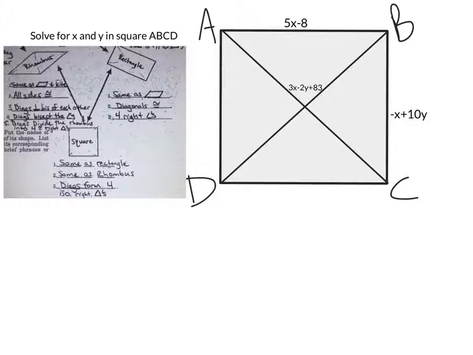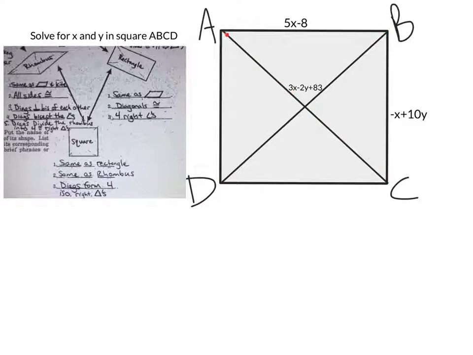So in a square, I know that all my sides are congruent, just like a rhombus, right? I know that my diagonals are congruent, just like a rectangle. I know that it has 4 right angles, just like a rectangle. And I know that the diagonals are perpendicular bisectors of each other. The main thing I think I'm going to be looking at here is that the diagonals are perpendicular.